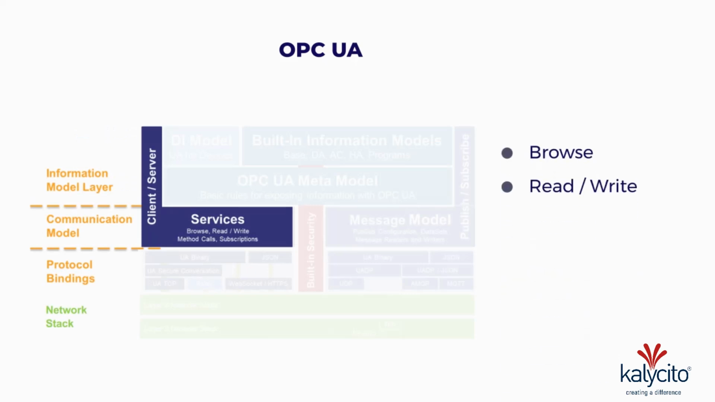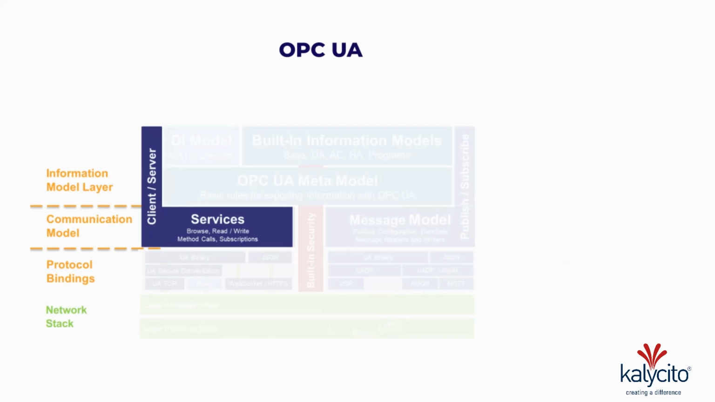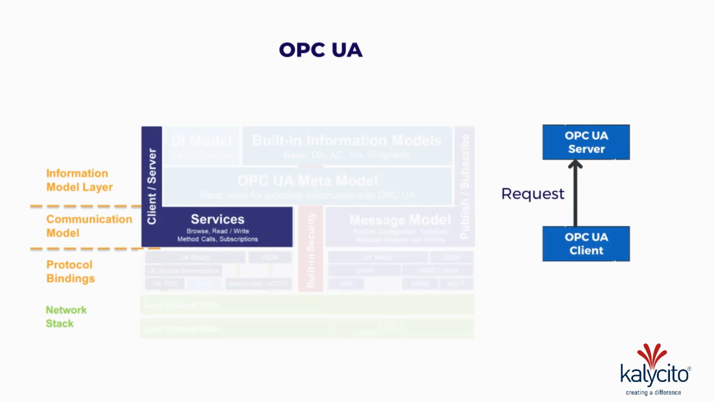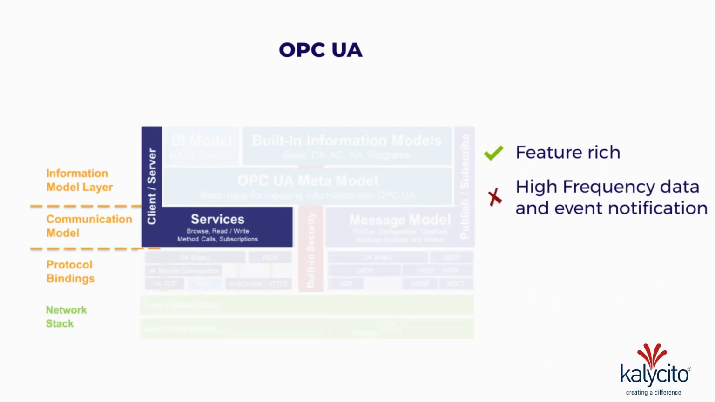With the service-oriented architecture of OPC UA, you can browse the information model of a device, read and write current and historical data, execute methods and receive notifications for data changes and events through the client-server communication model. In this model, a server receives requests from a client and sends the results back to the client along with the response. Though the OPC UA client-server communication model is feature-rich, it is not feasible for some scenarios such as high-frequency data and event notifications between large number of sending and receiving devices such as sensors, actuators, and PLCs, which are also power and latency constrained.